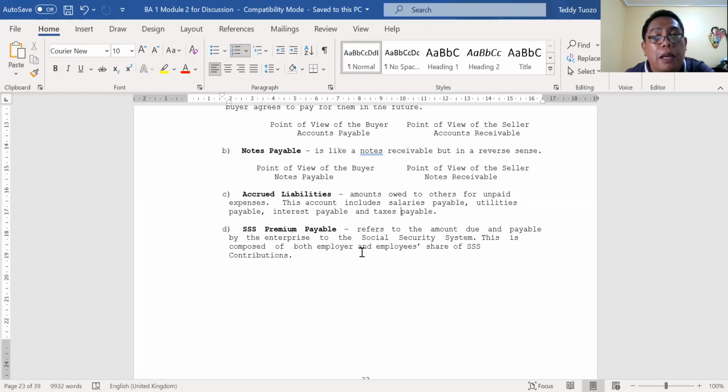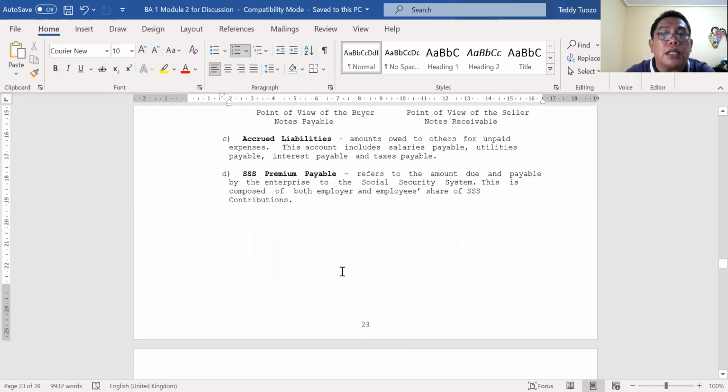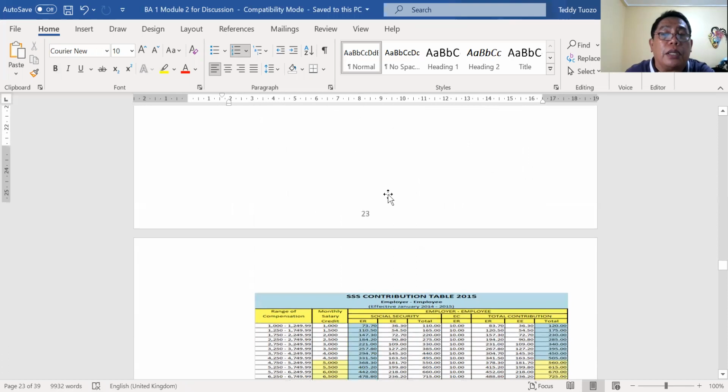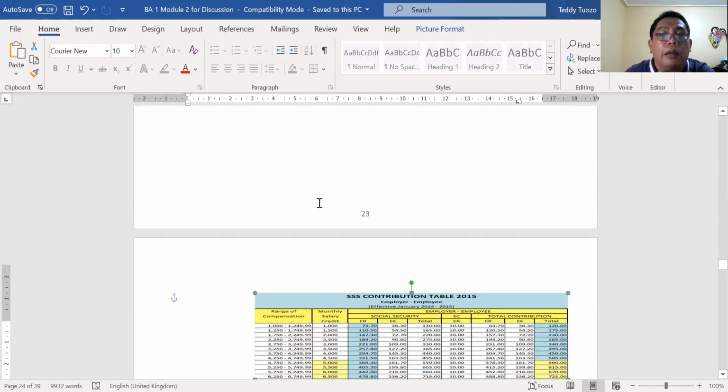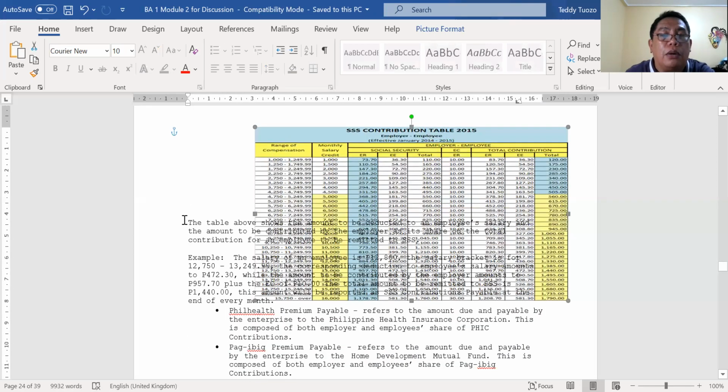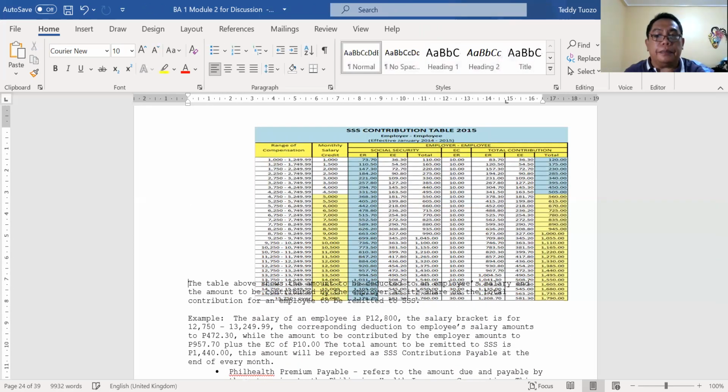But for income taxes payable, it is really a requirement of the Bureau of Internal Revenue that income taxes payable should be shown separately and not be classified under accrued liabilities. So it should be presented separately from the other accrued liabilities. SSS premium payable refers to the amount due and payable by the enterprise to the SSS, or the Social Security System. What is due here is for the employer and the employee share.